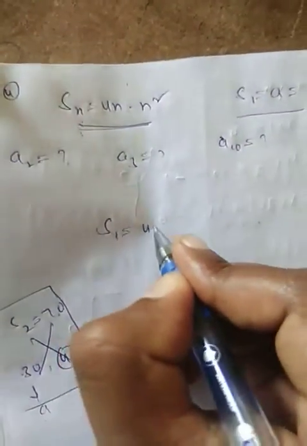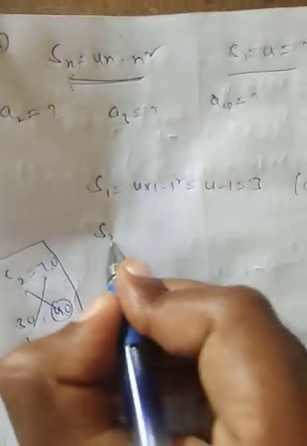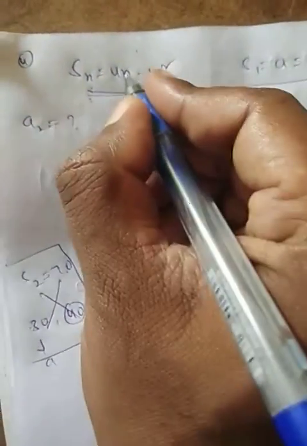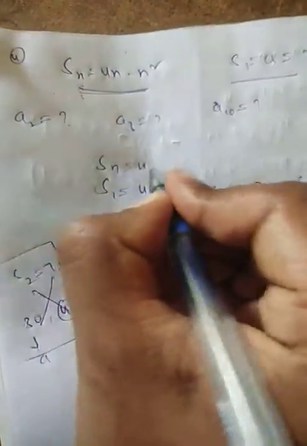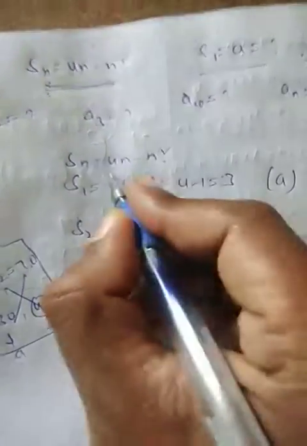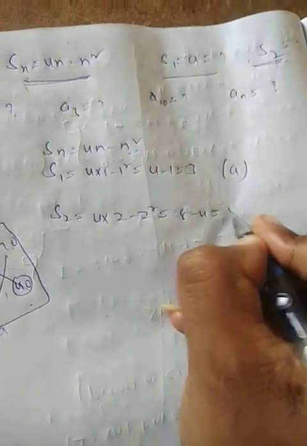So look at here carefully. S1, sum of the one term means first term: 4 into 1 minus 1 square, 4 minus 1, that is 3. This can be taken as A also. S2, sum of the two terms, is what? Wherever n, actually Sn is equal to 4n minus n square. Here I put 1. Now put 2: 4 into 2 minus 2 square. 8 minus 4 is what here? 4. Look at here carefully, all of you.